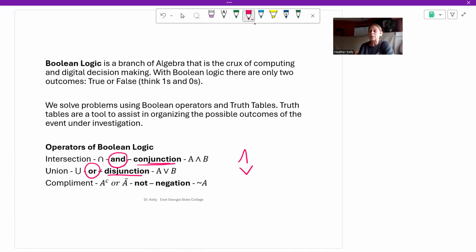And then the complement, we dealt with complements before. Here we're going to call it the not. It's called the negation. The symbol we use here is called the tilde, the little squiggly thing that's all the way on the top left-hand side of your keyboard next to your one.